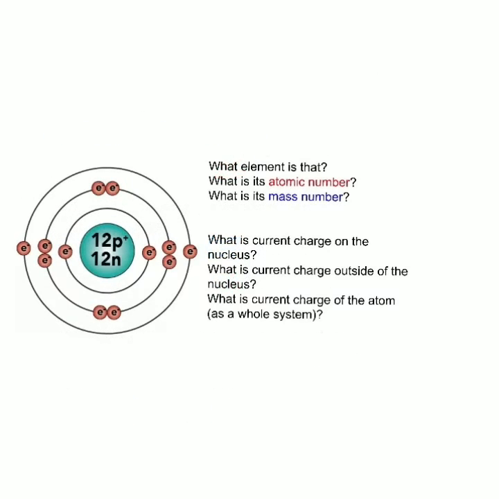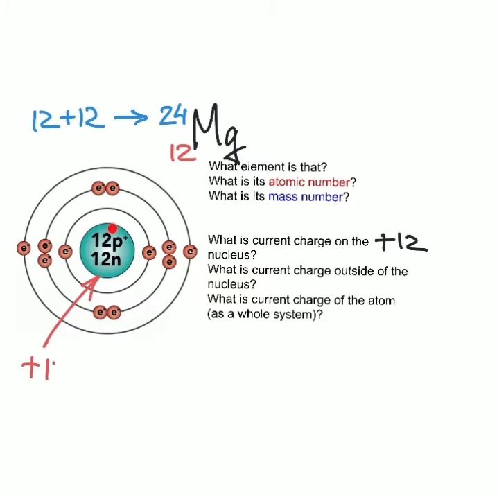This is an atom of magnesium because I see 12 protons in the nucleus, and magnesium is element number 12 on the periodic table. What is its atomic number? 12. What is its mass number? 24. 12 protons plus 12 neutrons. 12 protons create a positive 12 charge of the nucleus. 12 electrons create a negative 12 charge outside of the nucleus. These charges cancel each other out. Net charge of the atom is 0.